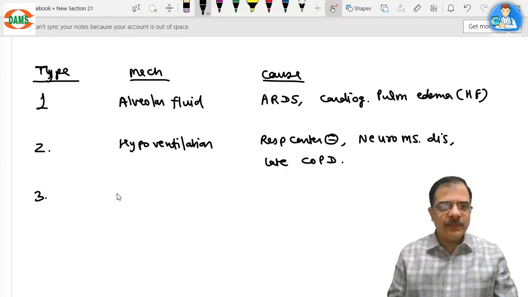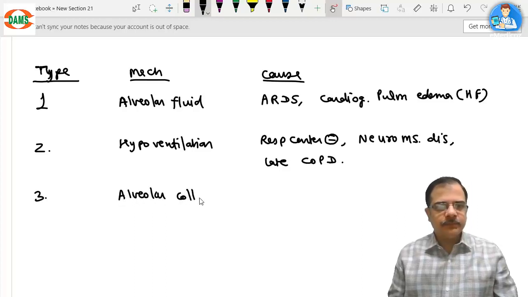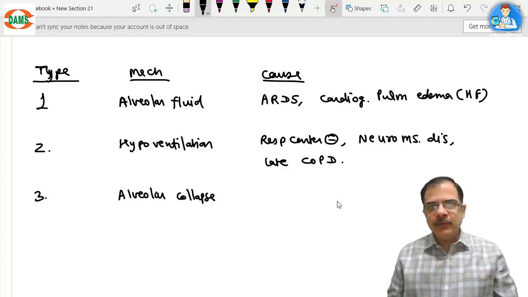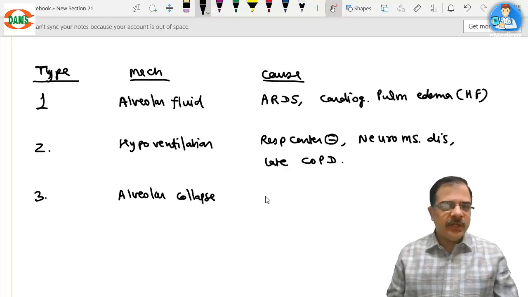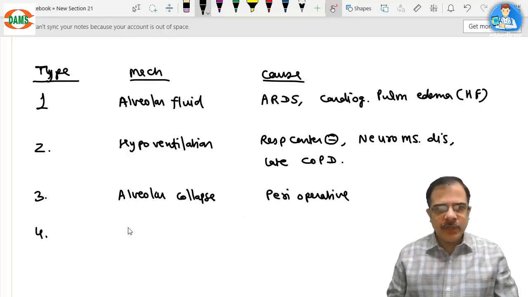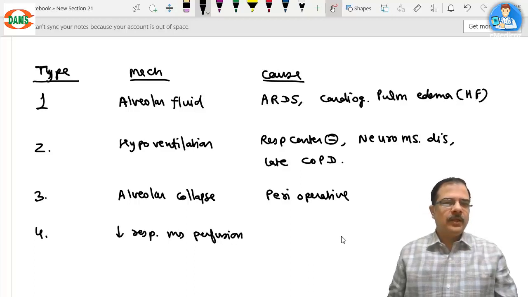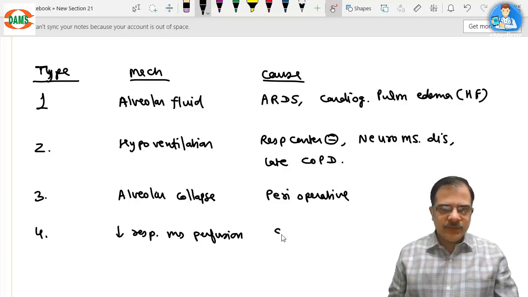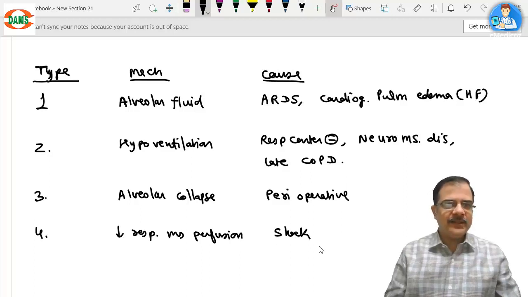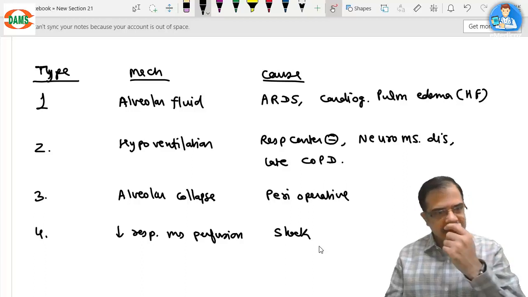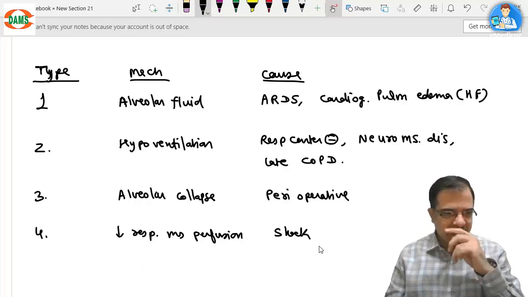While type 3 is because of alveolar collapse, and alveolar collapse occurs during the perioperative time. While type 4 is due to decreased respiratory muscle perfusion. It is seen in cases of shock. So these are the different types of respiratory failure.